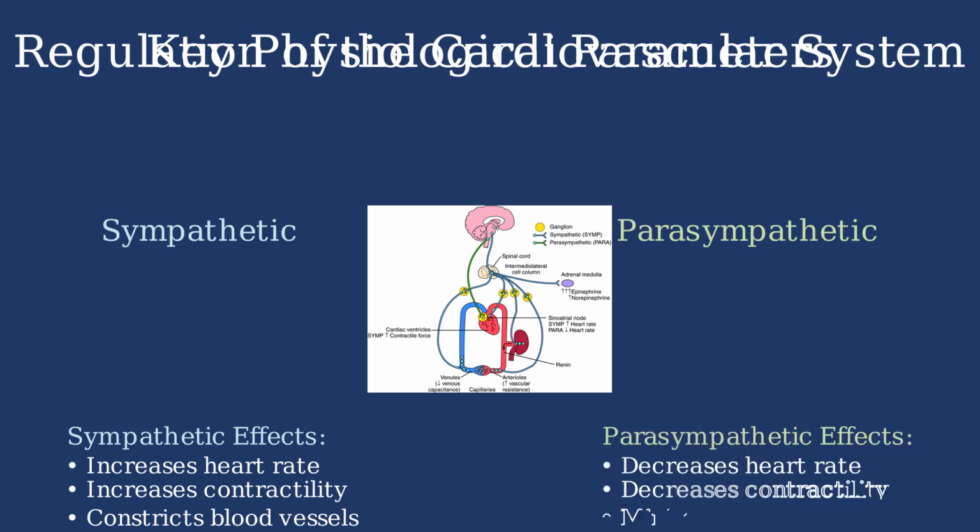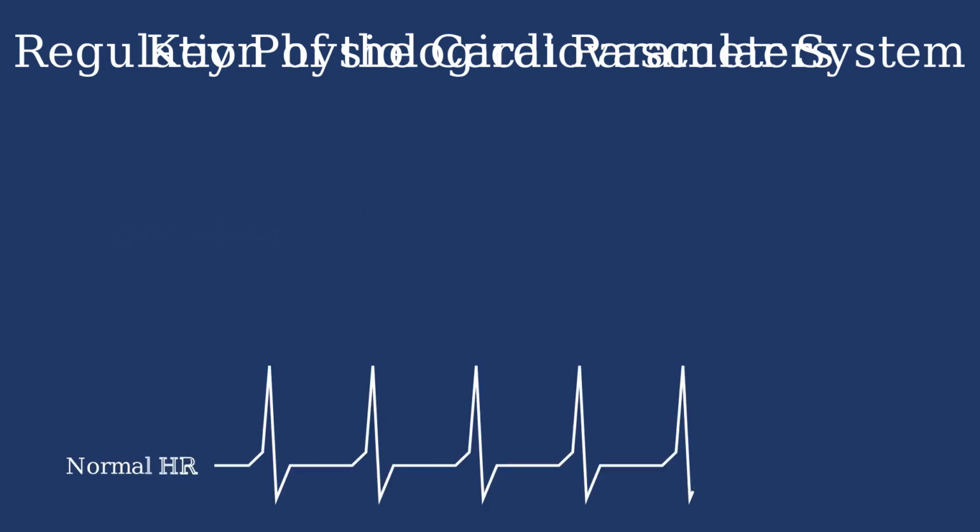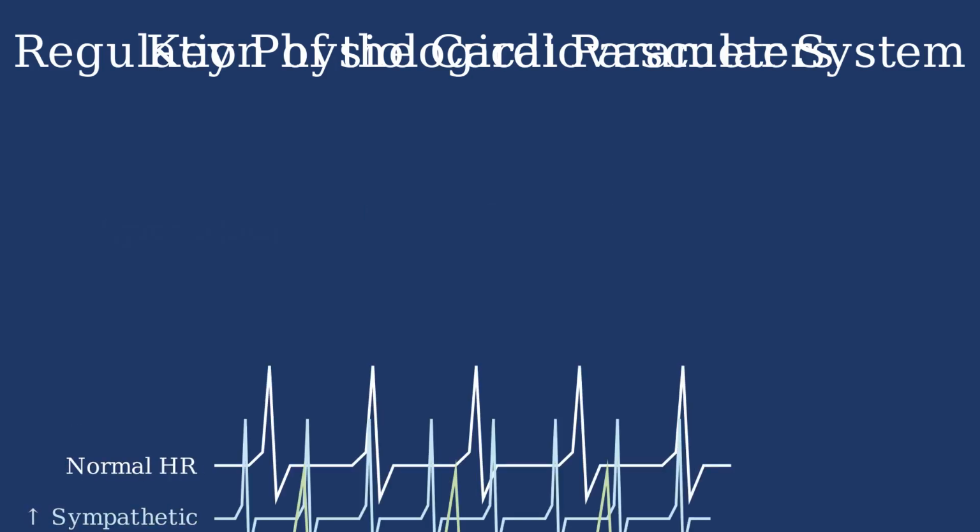The parasympathetic nervous system, shown in green, promotes rest and digest functions. It decreases heart rate and contractility, has minimal effect on blood vessels, and is the predominant influence during resting conditions. These ECG tracings demonstrate how the autonomic nervous system affects heart rate. Increased sympathetic activity leads to a faster heart rate, while increased parasympathetic activity slows the heart rate from its baseline.